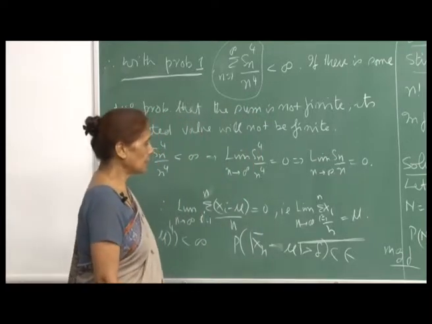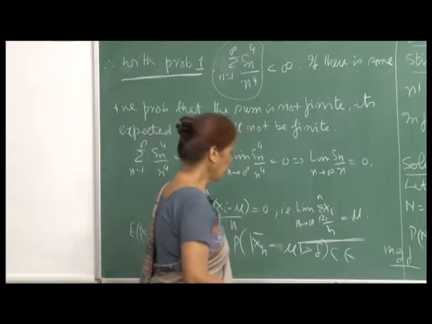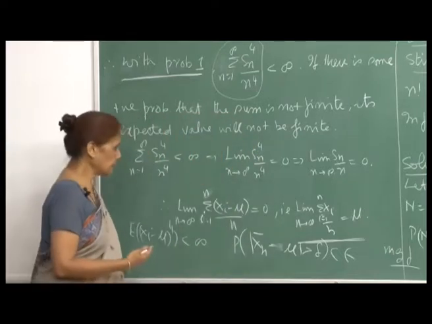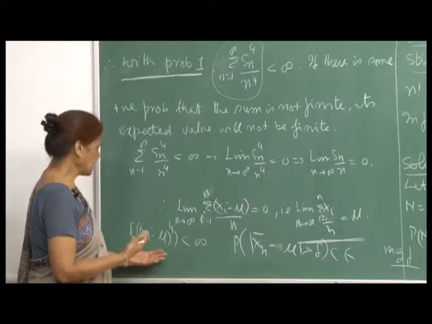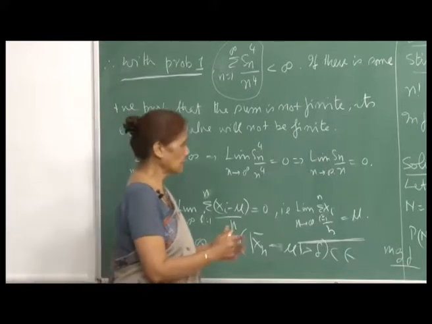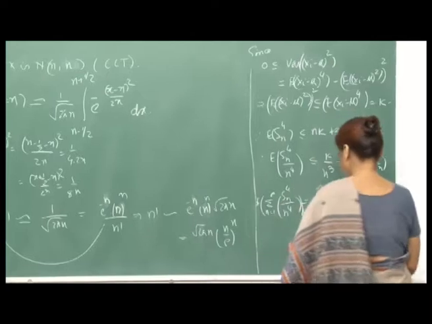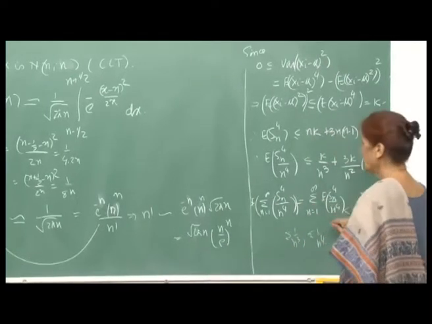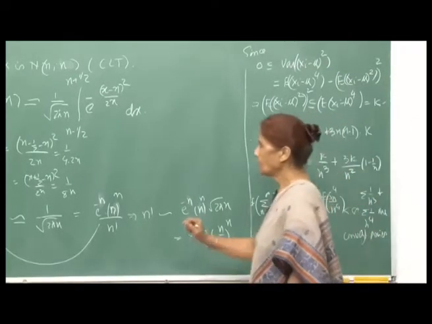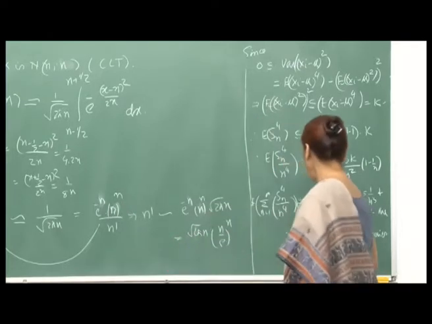Essentially, the proof has been given under the condition that the expectation of (x_i minus mu) raised to 4 is less than infinity.